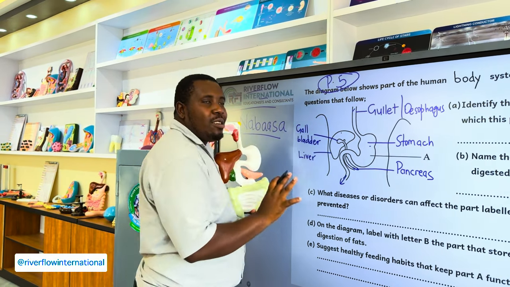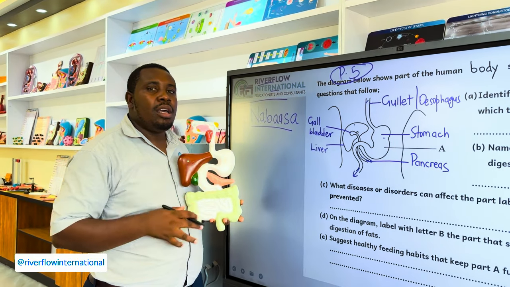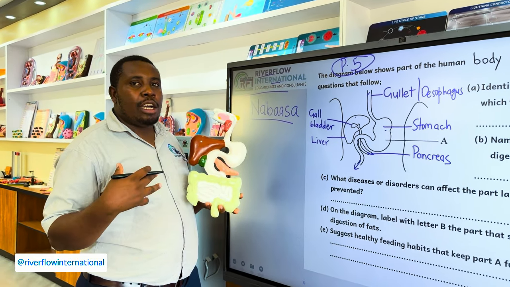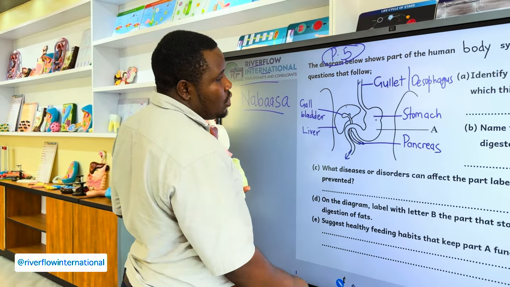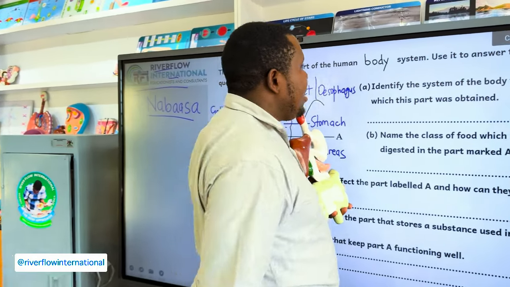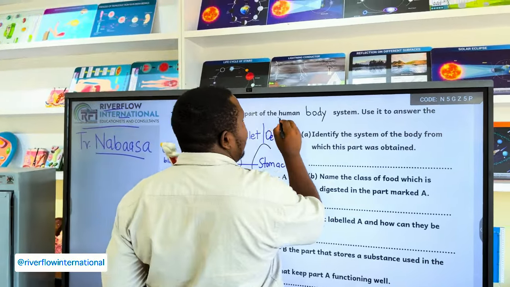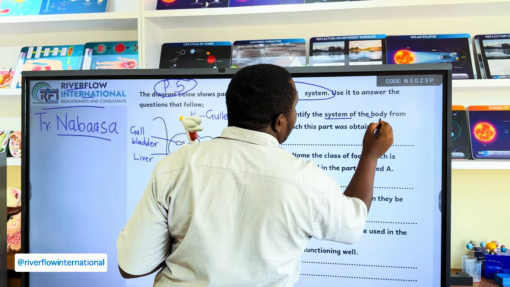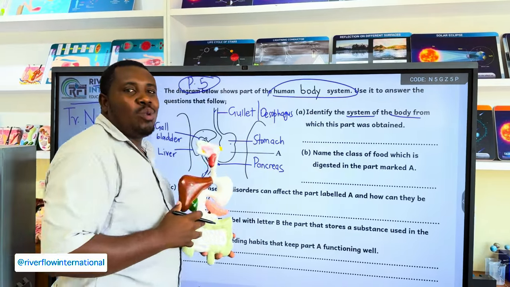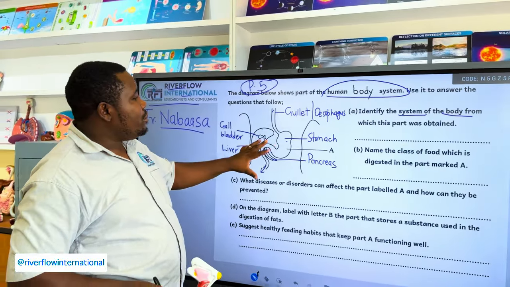By the way, this work is for primary 5. So if you are in P7 and you cannot attempt this number, you need to slowly check your notes of digestive system in primary 5. So we are starting with part A. Here they have told us that it is a human body system. So they want us to identify the system of the body from which this part was extracted or obtained.